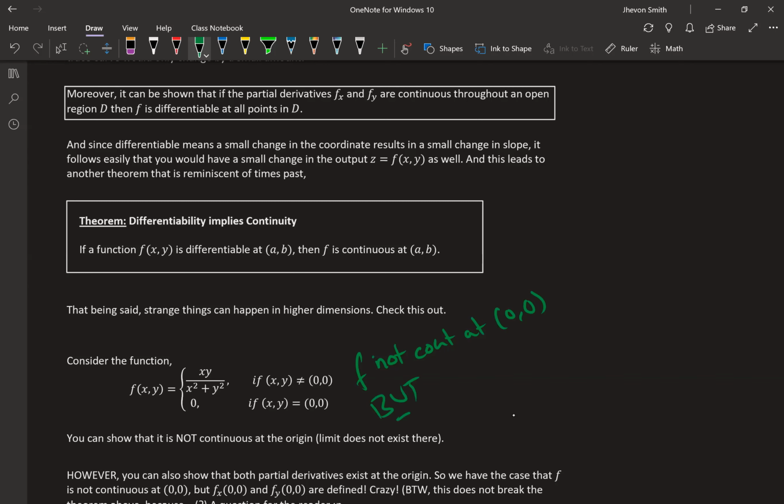But, love big buts, the partial with respect to x at (0, 0) does exist. You can actually compute it to be 0. And the partial with respect to y does exist, and you can compute it to be 0. And so you'll have weird things like that.